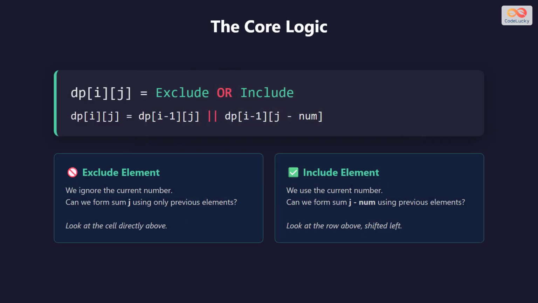To fill this table, we use a simple logic. For any cell, the value is true if either of two conditions is met. First, if we exclude the current number, can we form the sum using previous numbers? That is the cell directly above. Second, if we include the current number, can we form the remaining sum? We check the row above, shifted back by the value of the current number.